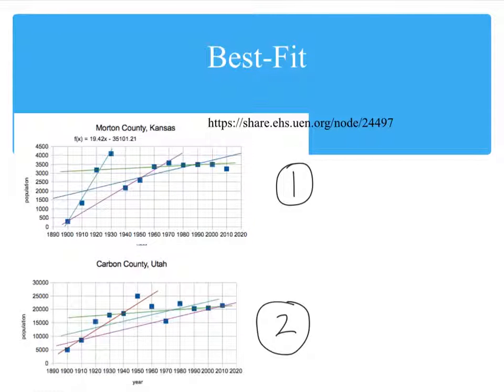If we were going to pick one of those colored lines that is the best fit, I think we would probably go with the blue line because it tends to have the same slope and overall shape of that data. If we look at the second graph of Carbon County, Utah, I think we'd probably say the same thing, that the blue line probably best fits that data. So what does it mean to be a best fit line?